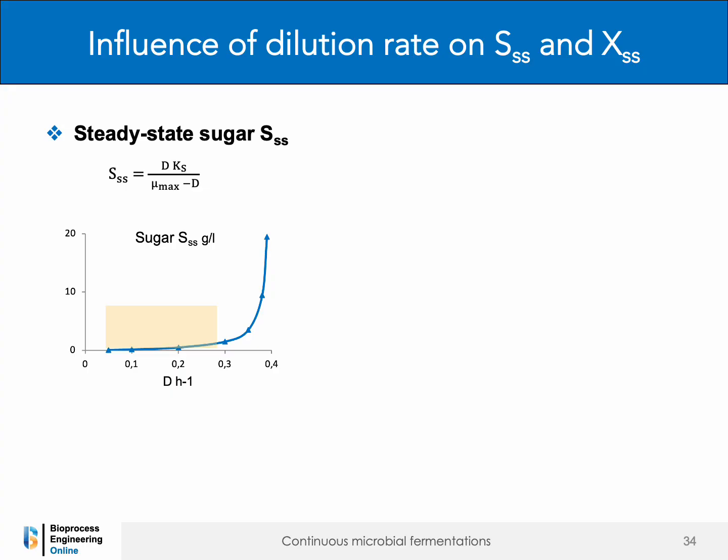At very low dilution rates, corresponding to long residence times of the medium in the fermenter, the substrate is almost completely consumed before leaving the reactor, resulting in very low steady-state substrate concentrations. As the dilution rate increases, corresponding to shorter residence times, the steady-state substrate concentration increases. At sufficiently high dilution rates, cell washout occurs, and the steady-state substrate concentration approaches the feed substrate concentration.